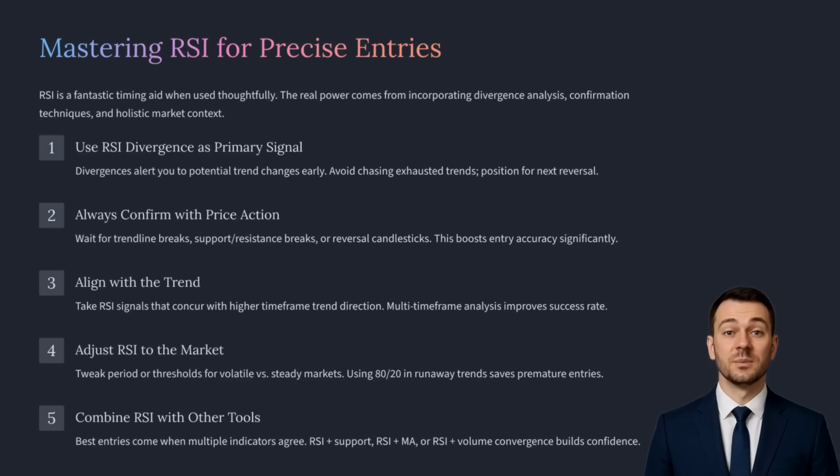Practice and learn from examples. Go through historical charts and identify where RSI gave great signals and where it failed. Study those scenarios to internalize what a high probability RSI setup looks like. The examples we discussed and the charts shown are a great starting point. Try to find similar patterns in your favorite markets.